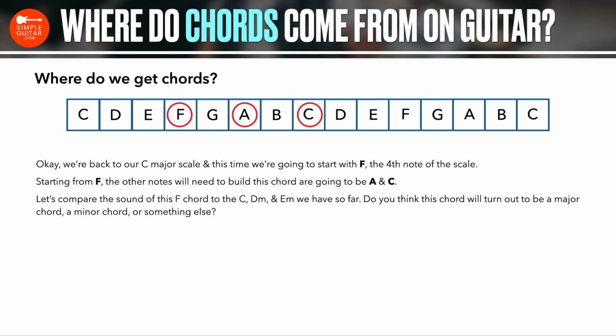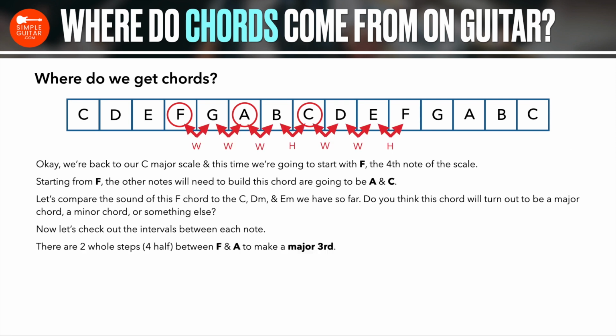So here is the C major. Here's D minor. Here's E minor. And then here is F, A, and C played together. Now, let's check out the intervals between each note.